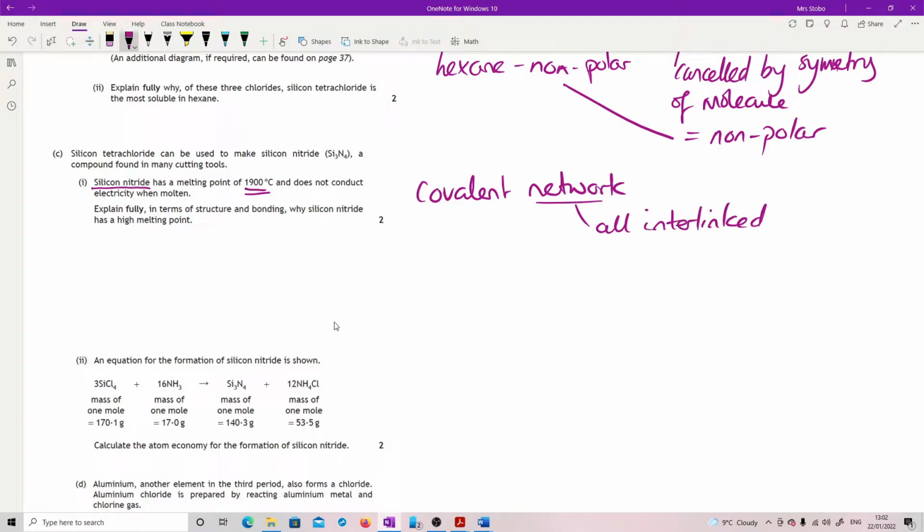And that means that in terms of the structure, this network means that they are all interlinked. If they're all linked with strong covalent bonds, then to melt it, you need to break all those. Every single connection is a covalent bond. If I want to melt it, I need to use enough energy to break covalent bonds, and they are strong. There we go.